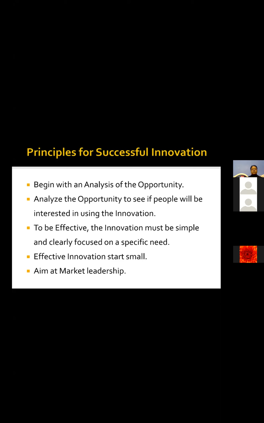The fourth step will be effective innovation. Start small. Every innovation always starts with a small step. That actually leads to a bigger organization. And then last, we have aim at market leadership.